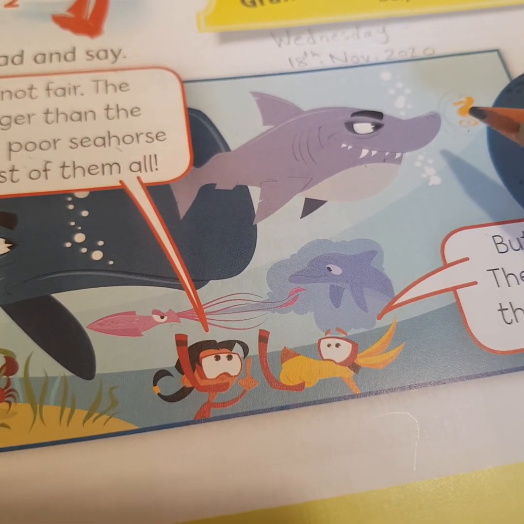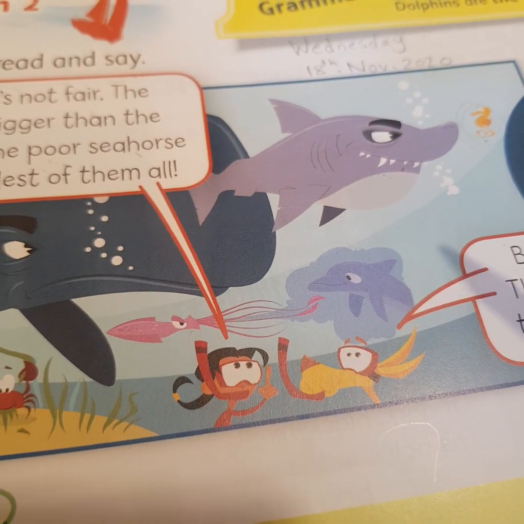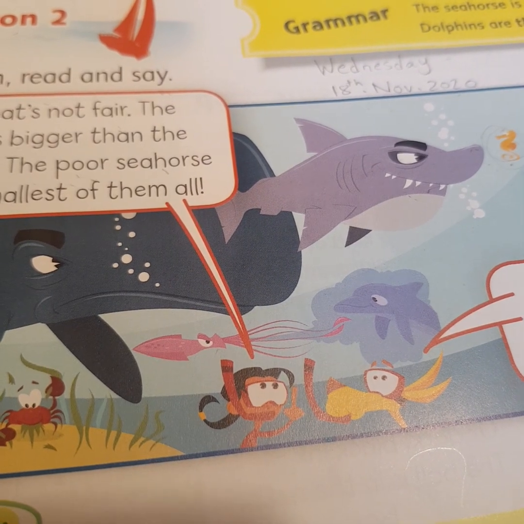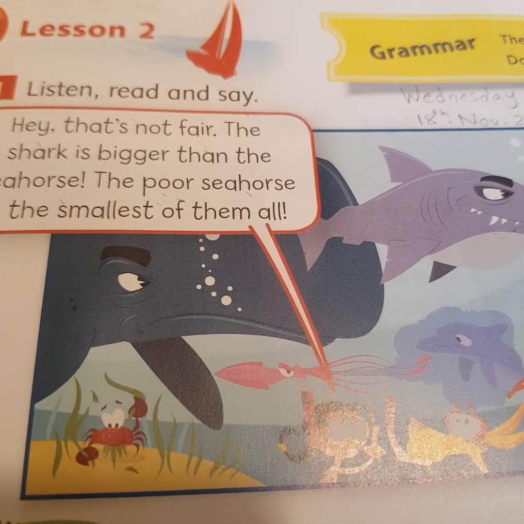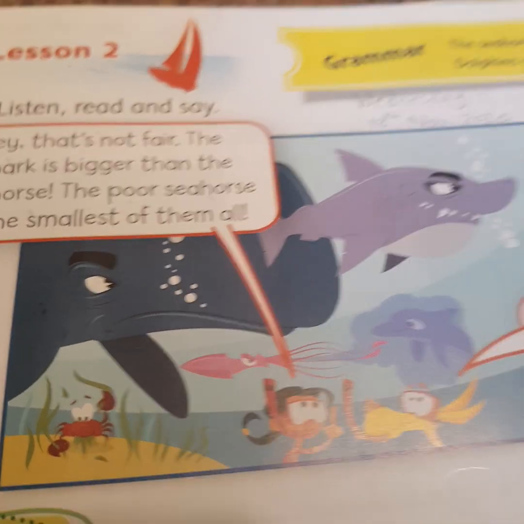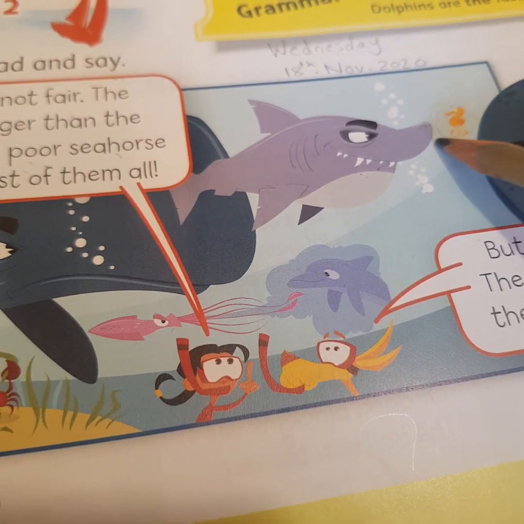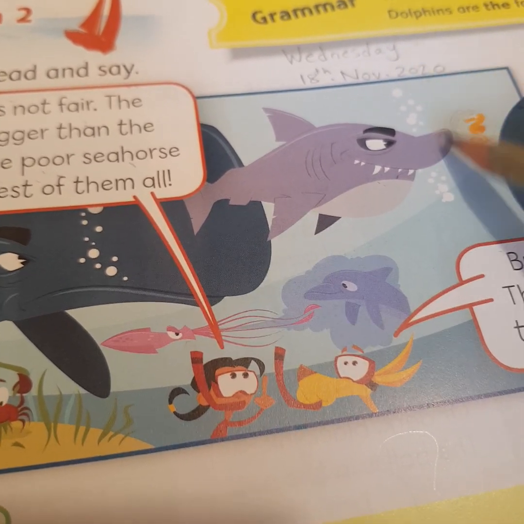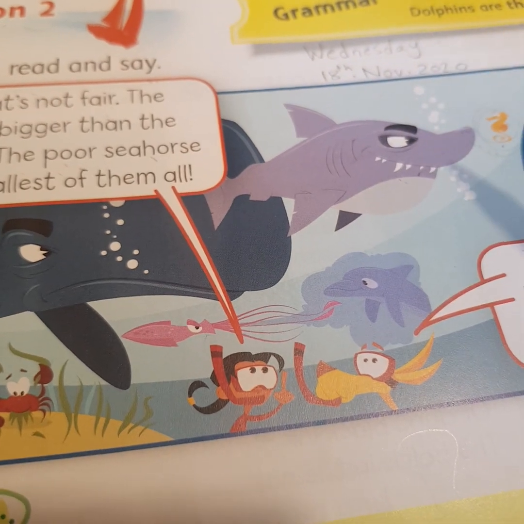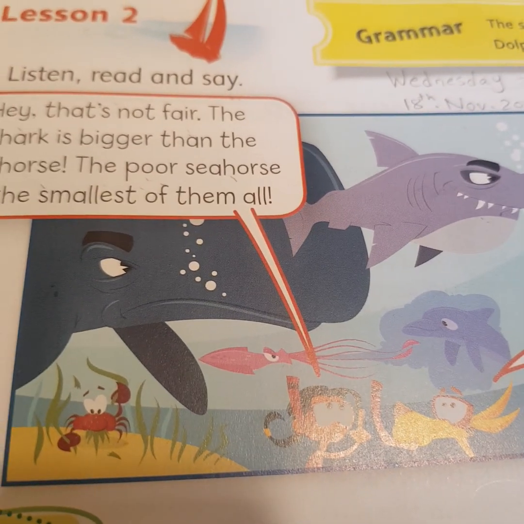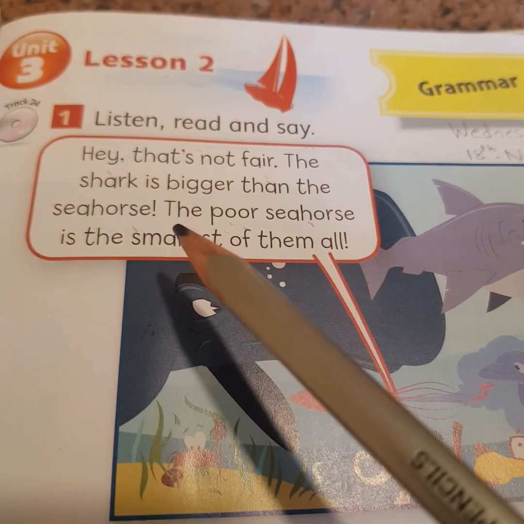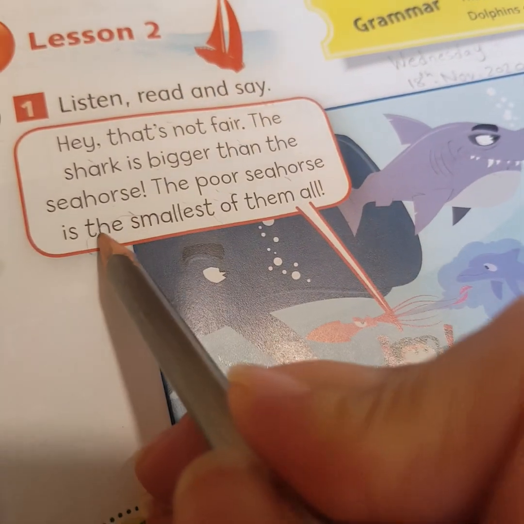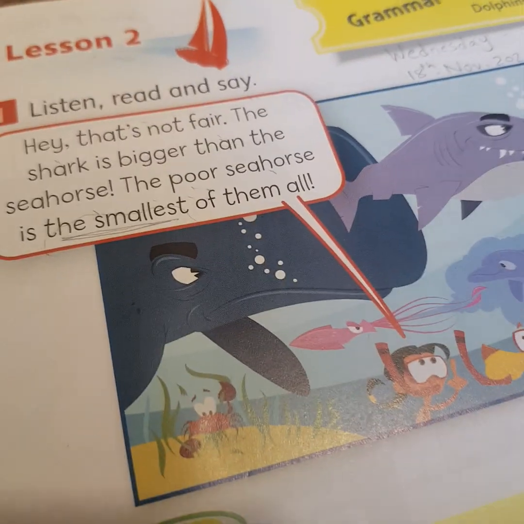So I'm comparing something to a group of things. Okay, أنا عم بقارن إشي بمجموعة من الأشياء. That's why I used the superlative. عشان هيك أنا استخدمت superlative form. Okay, اللي هي الأفضلية. فحكينا مين أخذ الأفضلية في صغر الحجم؟ The seahorse. فهو أصغر حجما من كل الحيوانات الموجودة في الصورة. Okay. As we said, the poor seahorse is the smallest of them all.